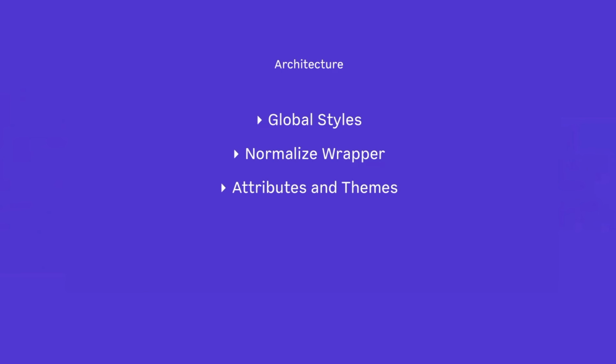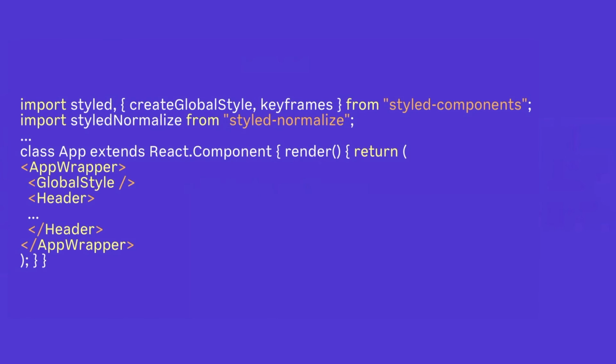So the other things, and I maybe mentioned this, I'm not sure, global styles is a big thing for me. You're going to have some sort of global styles. You can't just avoid it. Normalize, which is the CSS reset that I'm familiar with and like to use. And attributes and themes. I thought these were all really cool features that are built into styled components. And this is an example of it. I'm using this app wrapper as a way to use this styled normalized library to include it. I've got global style, and this is being imported just like a component at the top level. And it's quite easy to use.